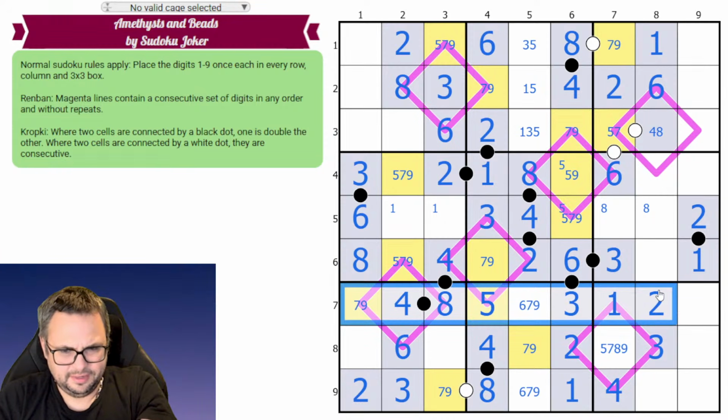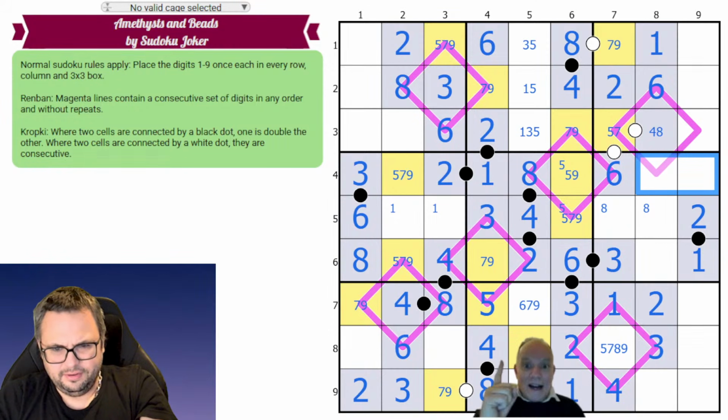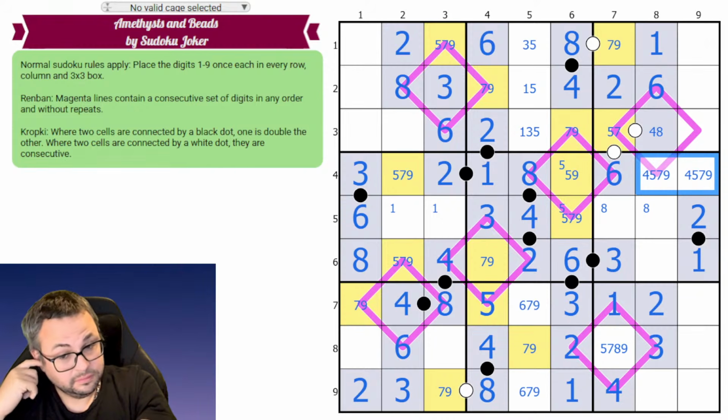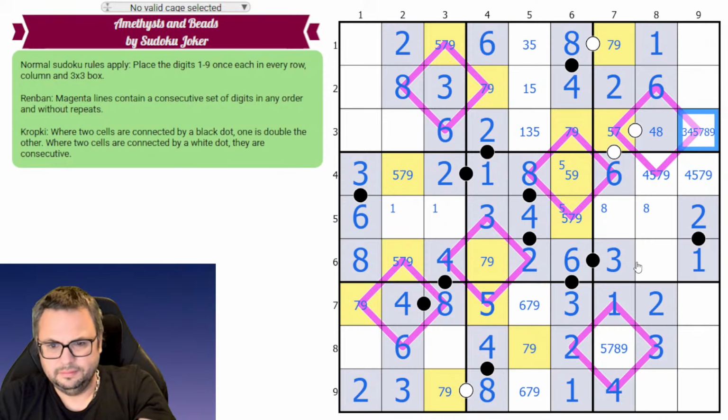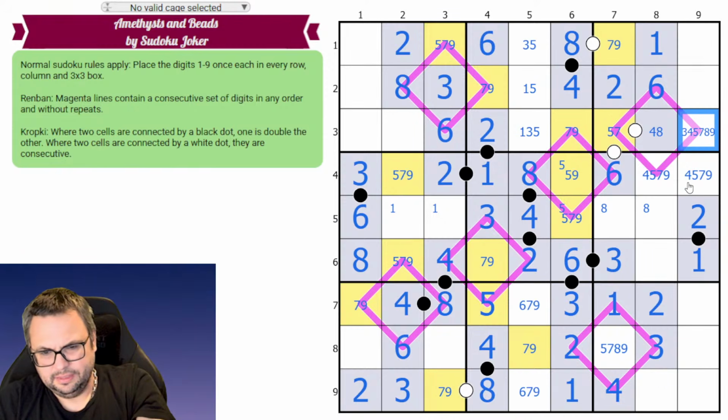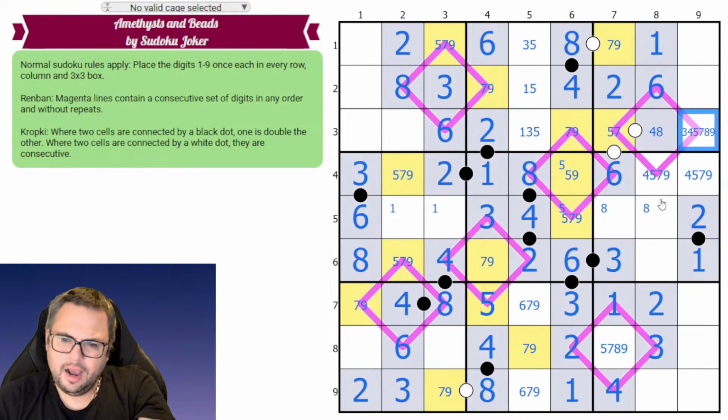What are these digits? 4, 5, 7, 9. Okay, it was being claimed that 3 here breaks because of row 3, column 8. Yeah, that does break in a weird pathological way. I see that breaks.